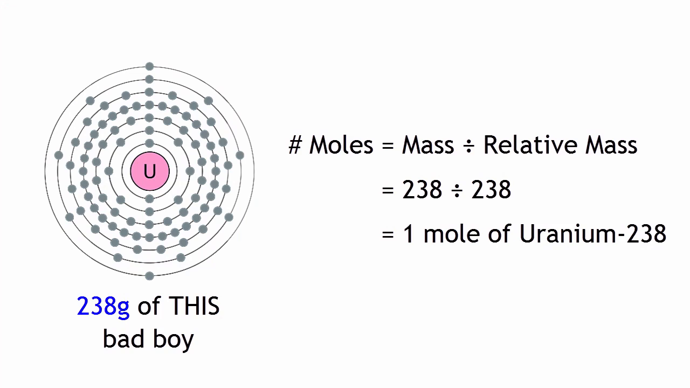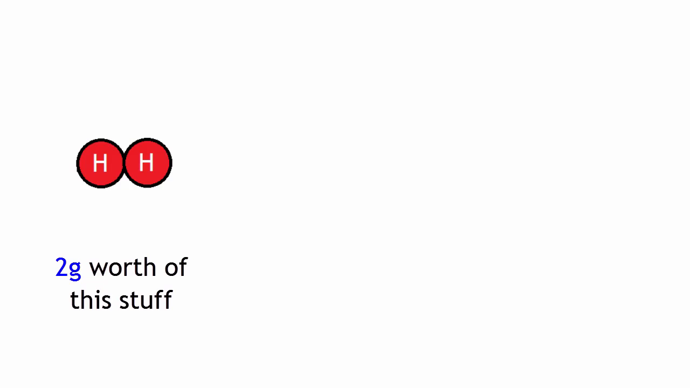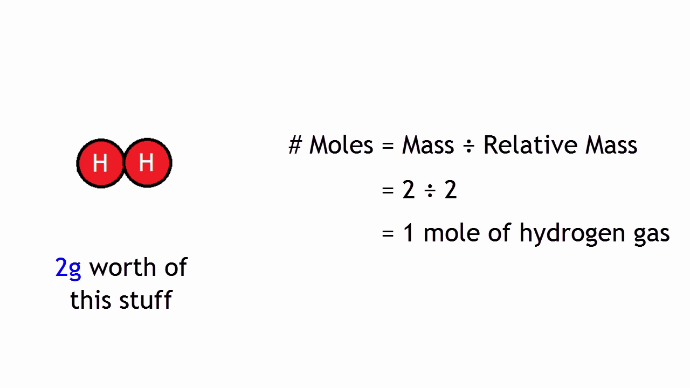And interestingly, 238 grams of uranium-238, which has an Ar of 238, will also be 1 mole. And if you have 2 grams of hydrogen gas, which is a diatomic molecule that has an Mr of 2, then you also have 1 mole of hydrogen gas. So you might be able to see a trend here. They might all be different masses, but they are all 1 mole. This concept of moles will always appear a lot throughout chemistry, and it will definitely appear in the next episode of Maths and Chemistry.